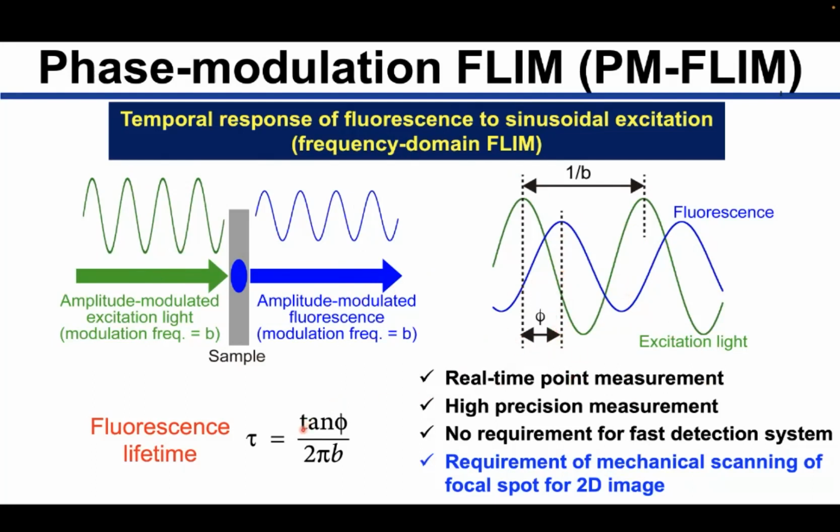Since the fluorescence lifetime and phi are related by this equation, the tau can be determined by measuring the phi at the known F. So such a PM FLIM has a real-time point measurement, high precision measurement, and no requirement for a fast detection system. However, it still requires a mechanical scanning of the focal spot for a 2D image.